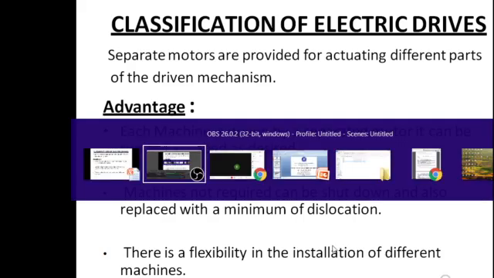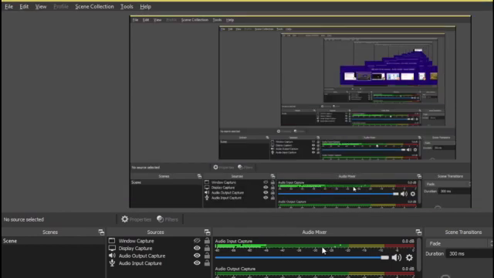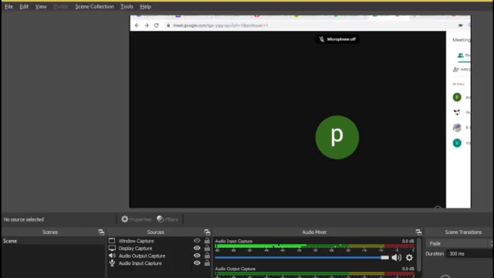So these are the advantages and disadvantages of the drives.